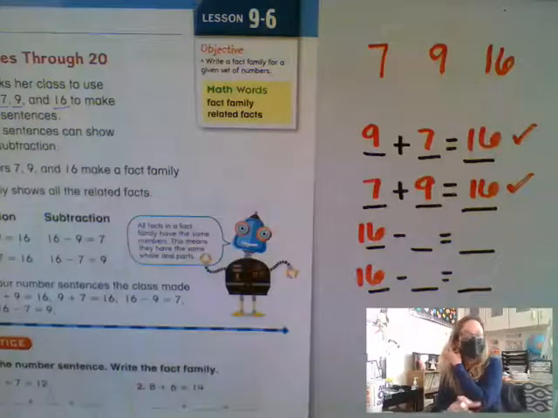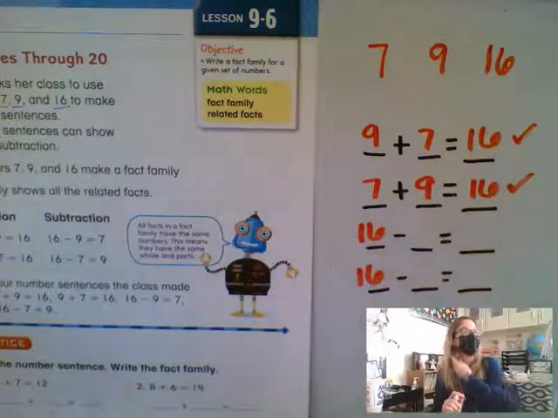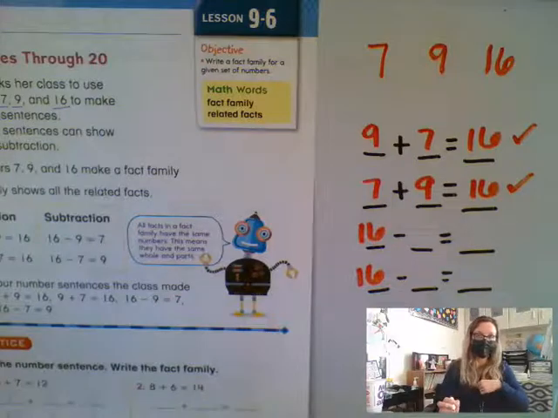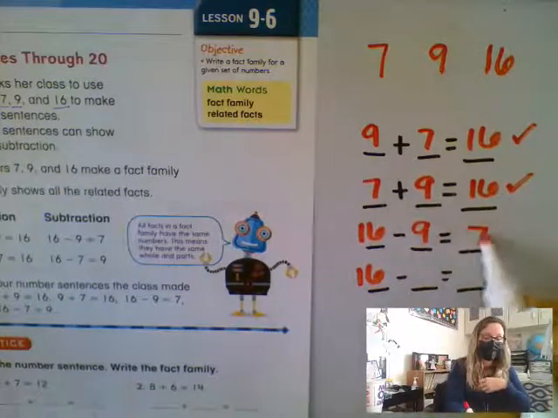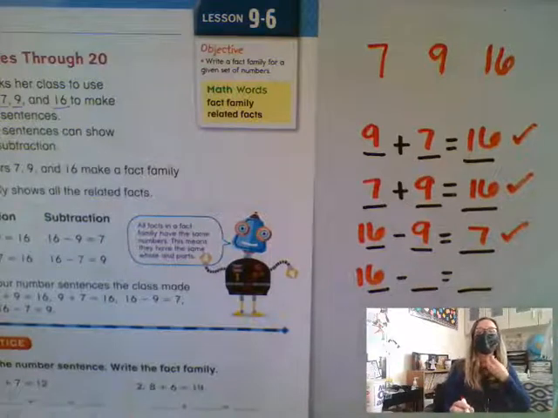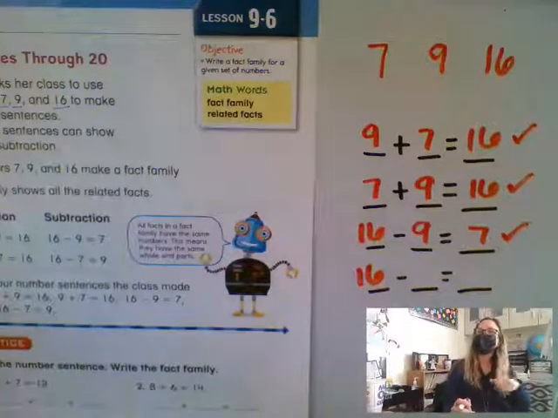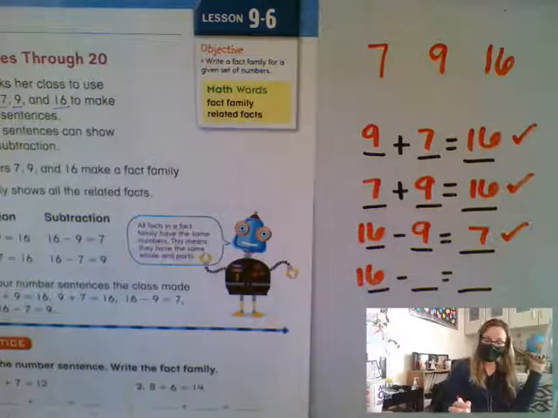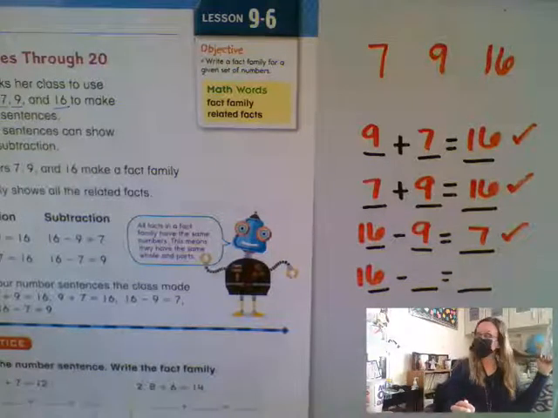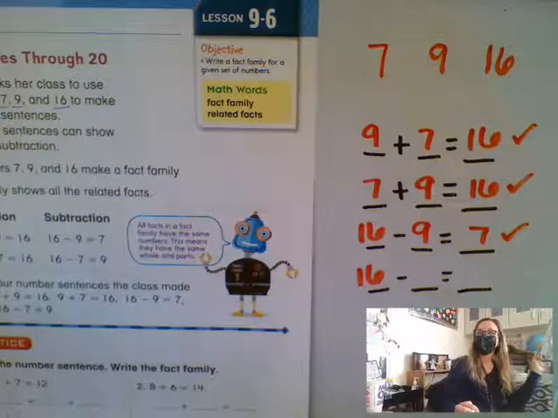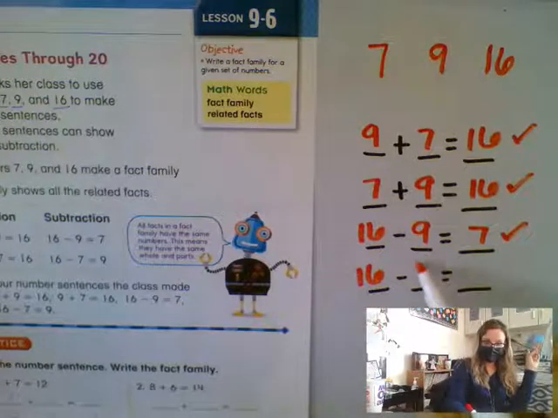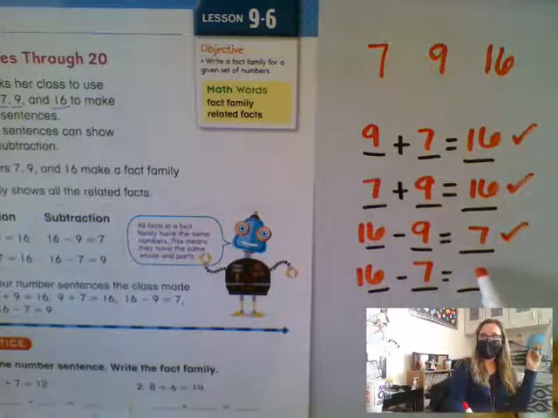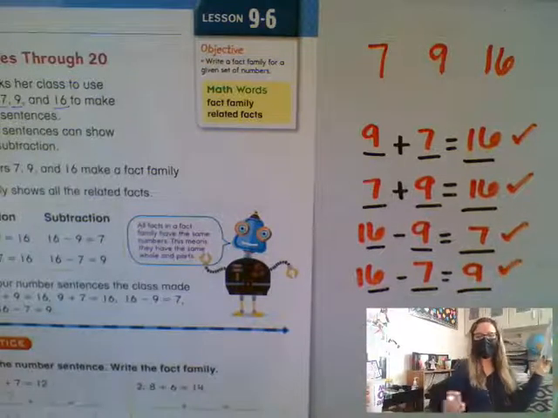Now, Lily, could you complete the first subtraction sentence for us? 16 take away 9 equals 7. Good job. Can somebody give me the last number sentence in our fact family, Amelia? 16 minus 7 equals? 9. You got it, girlfriend. 16 minus 7 equals 9.